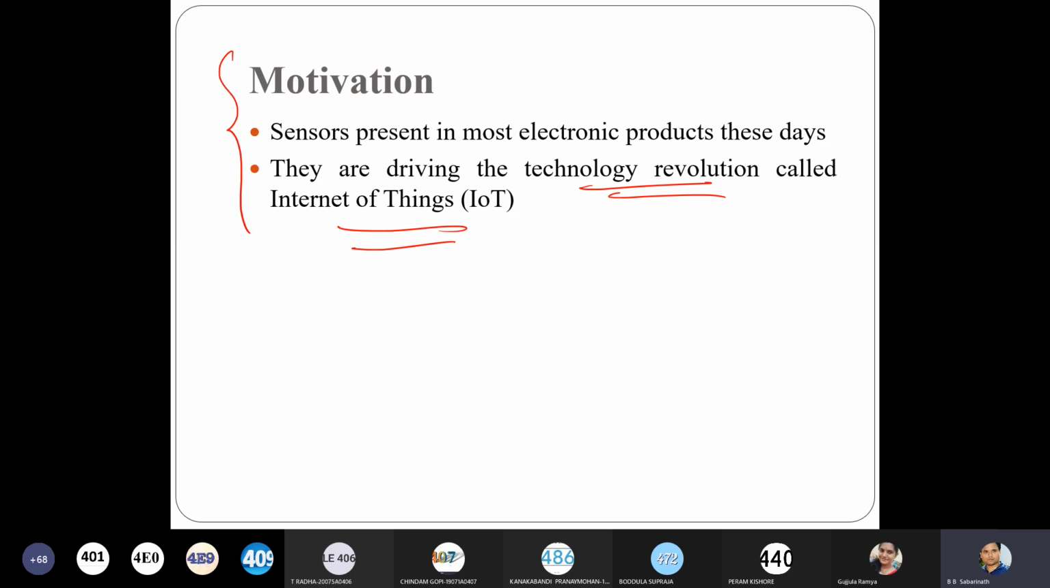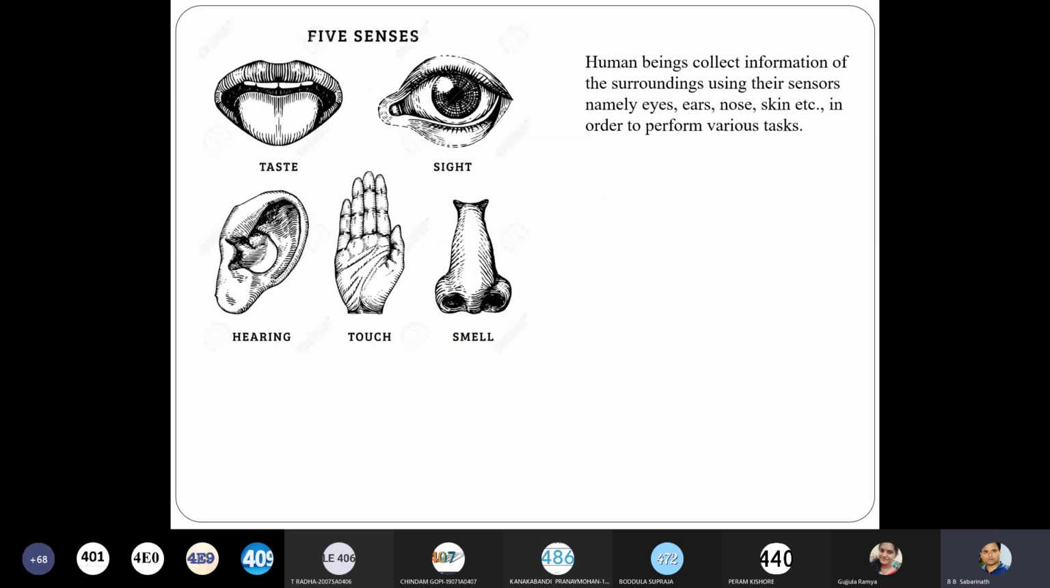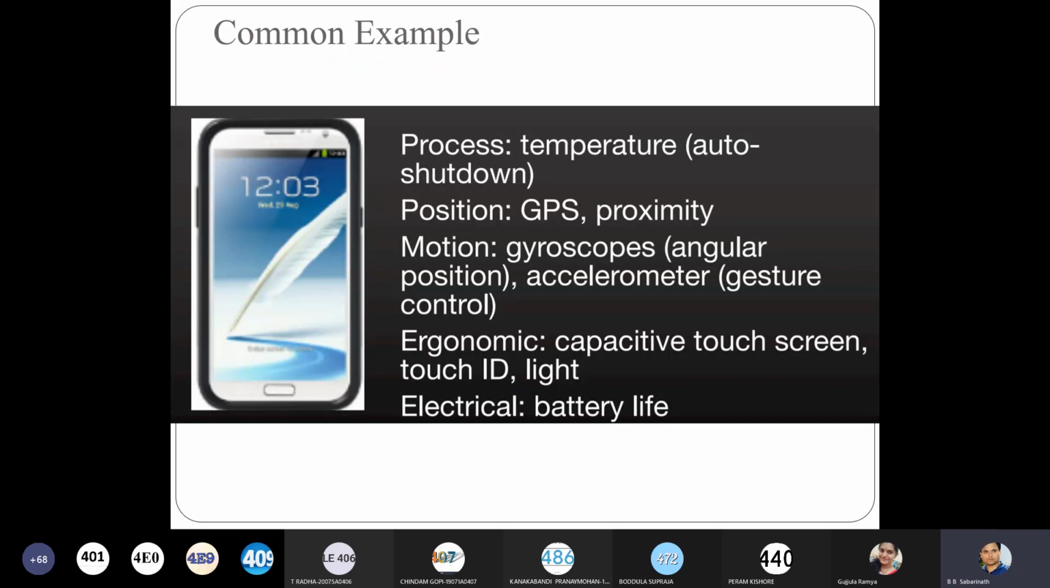Humans have five senses, so you all know this. You see some of the examples.